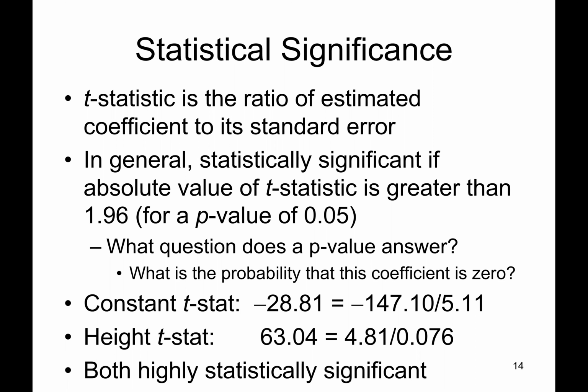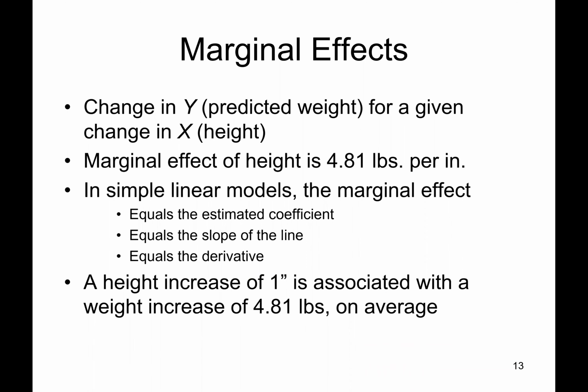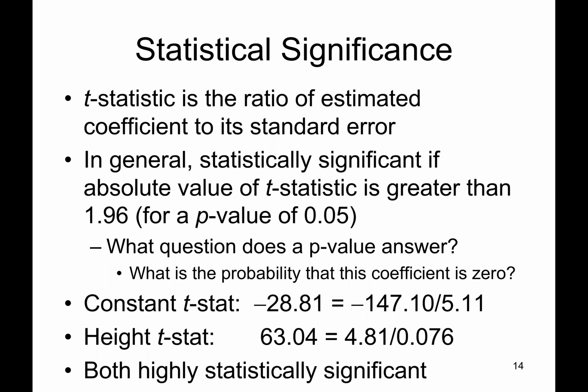Okay, we've covered the basics of marginal effects, so let's talk about statistical significance. This is a pretty important concept. The t-statistic is one of the important numbers that comes out of any regression. It's the ratio of the estimated coefficient, which we saw a moment ago was 4.81 for height, to the standard error of that variable in this estimation sample, which is a measure of the dispersion of the data.